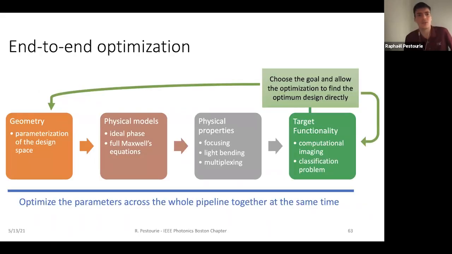I just want to talk really quickly about end-to-end optimization. End-to-end optimization is a natural extension of this inverse design principle. What you care about, instead of just a physical property, a physical signal or output, is the target functionality. It could be some computational imaging or a classification problem. And it's the same idea. You want to focus on what you care about, which here is this target functionality, and optimize all your parameters together across your whole pipeline. Your geometry has some parameters, your post-processing also has some parameters, and you want to optimize them together at the same time.